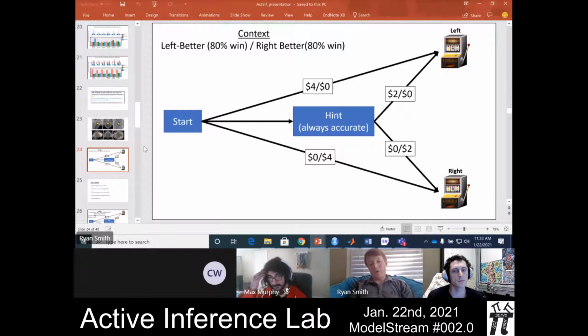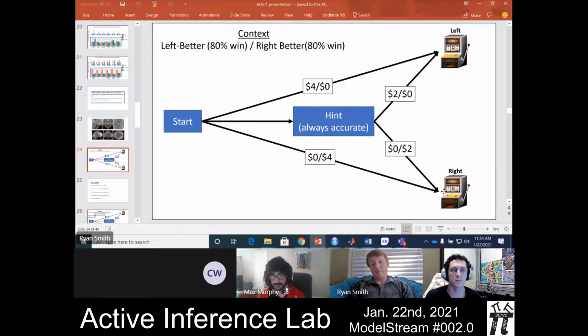So that's what we're going to be modeling. And what we need to specify for that is that there are two types of hidden states. One is whether it's the left better or the right better context, whether it's a left better or right better trial, and also the behavior states. So choosing to move from the start state to the hint state, or choosing to move from the start state directly to the left or right slot machine. So that's two types of states.